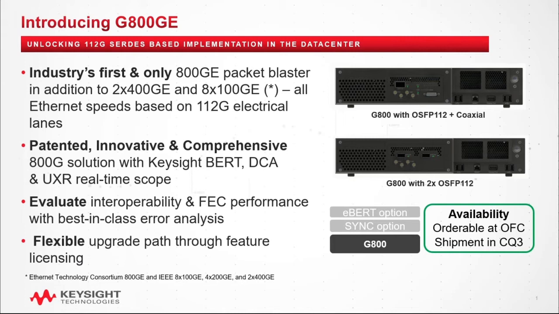The G800 is the first and only 800 gigabit Ethernet packet blaster in the market. It runs all the Ethernet speeds that are based on the 112 gig electrical lanes. The G800 is integrated with other Keysight equipment such as the M8040A BERT, the DCA, and the UXR real-time scope to gain insights to high-speed electrical implementation challenges. The G800 helps unlock the latest technologies by showing best-in-class error analysis when numerous patents have been filed.